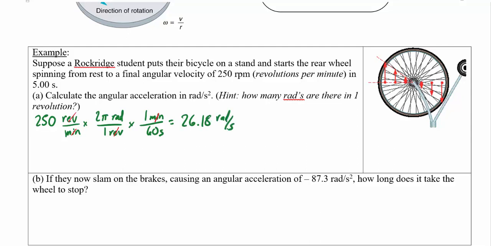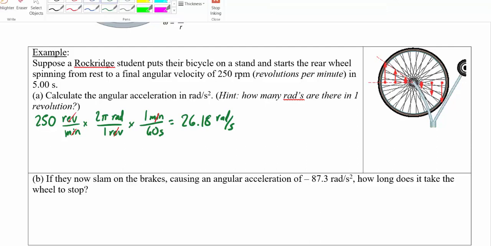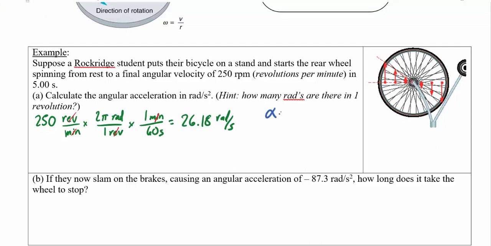Once I know that, then it's pretty straightforward to say, okay, well, my angular acceleration is my change in angular velocity divided by time. Change in is final minus initial, so 26.18 minus 0 divided by 5.0 seconds. And this is going to work out to be right around 5.2 radians per second squared.